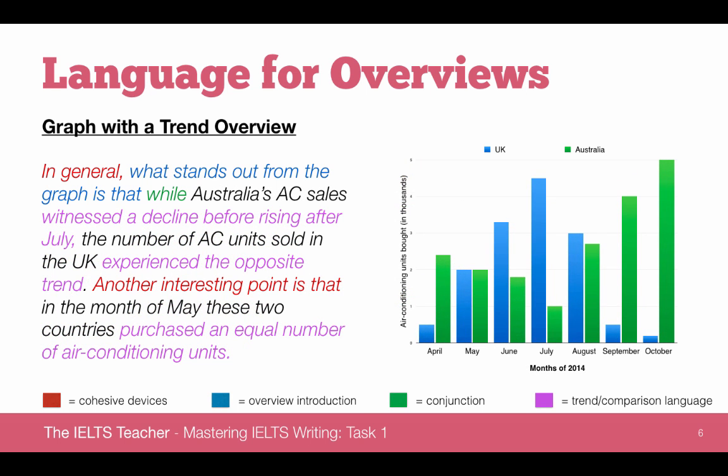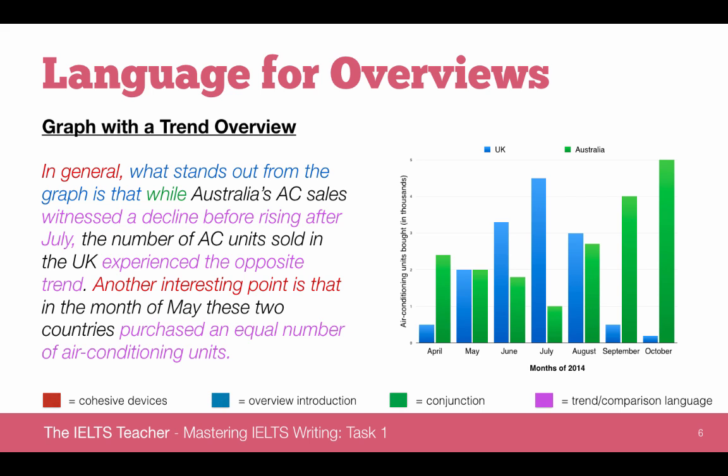We'll look at one more graph with a trend here, as these tend to be some of the most common ones. Here we're looking at a bar chart for air conditioning units bought in the UK and Australia in the months of 2014. In general, what stands out from the graph is that, so we've got a cohesive device in the introduction, while Australia's AC sales witnessed a decline before rising after July, the number of AC units sold in the UK experienced the opposite trend.